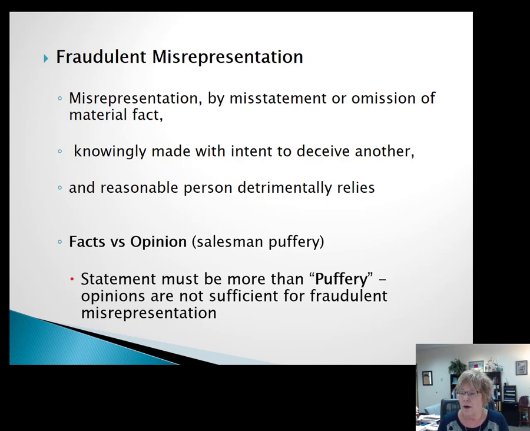All right, I am going to stop here because we've gone for about 50 minutes, and I try to break this down into a couple of sections. So we'll stop here. I will finish up our intentional torts in the second part of this lecture and then go into negligence torts.